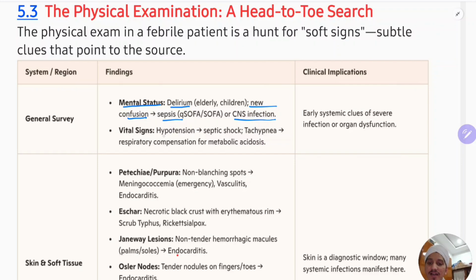Okay, vital signs: hypotension, if it is present, represents septic shock. Tachypnea, if it is present, represents respiratory compensation for metabolic acidosis. So these are early systemic clues of severe infection. Okay, then skin and soft tissue.